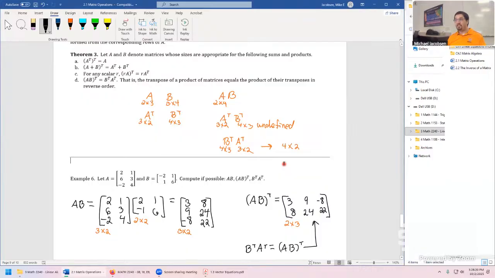Well, that's pretty much all we have to say about the transposes on this one. Any last questions or comments before we try out the last example?